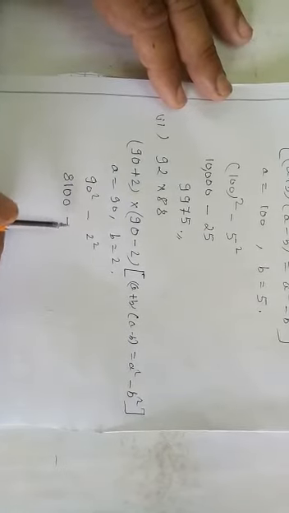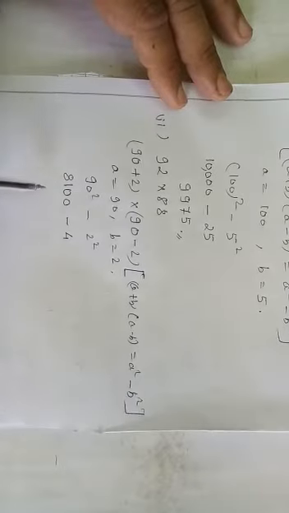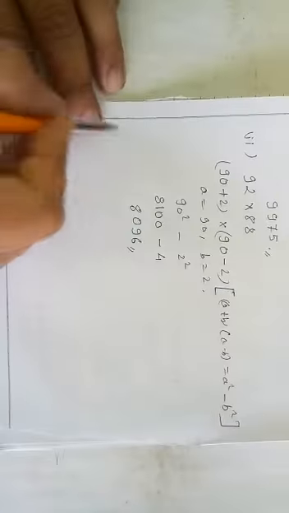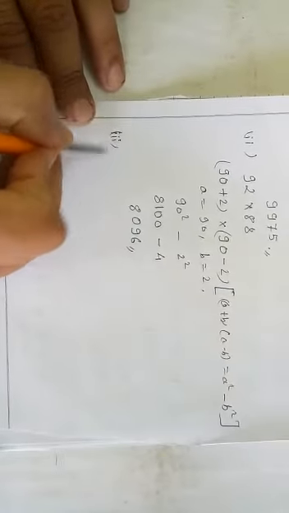90 square, that means 90 into 90. 9 nines are 81, 8100. Minus square of 2 means 2 into 2, that is 4. You subtract it, you will get 8096. Is it clear?